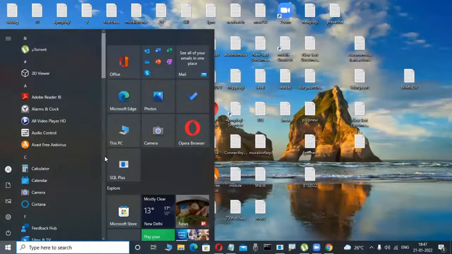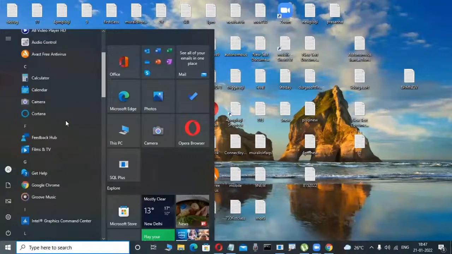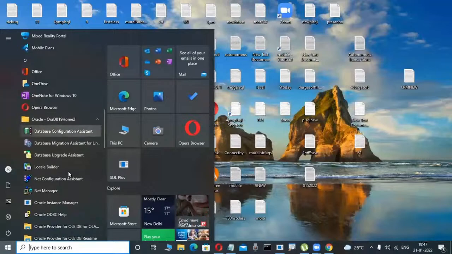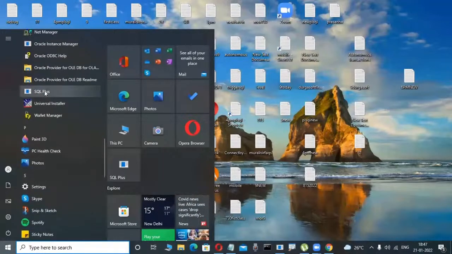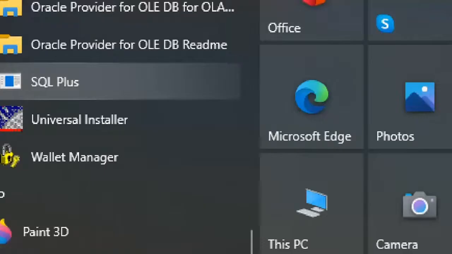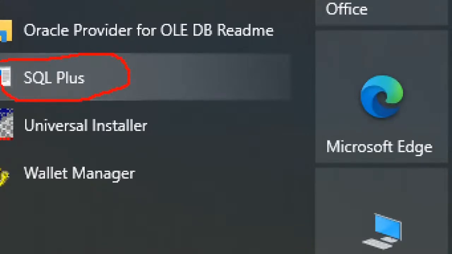What are these tools? We are learning them in our course. Don't worry. This is Oracle software I'm installing. In it, the SQL Plus tool is automatically there. Daily, through this tool, we interact with the server, that is, the Oracle database. Those are all the things we are learning in our course.